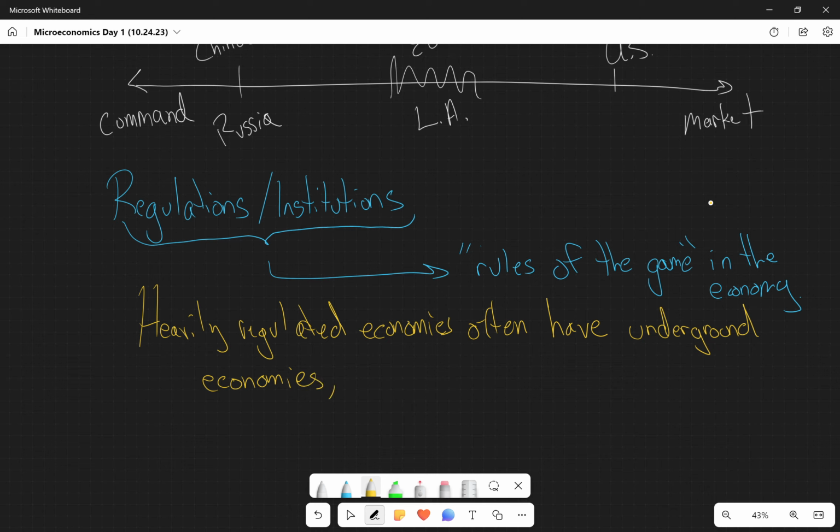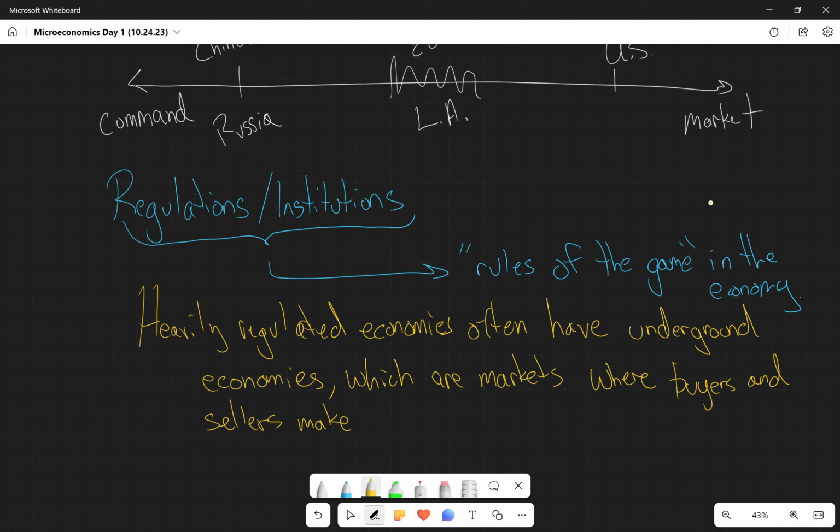And these are markets where economic transactions happen, right? Buyers and sellers make transactions, but they do so without the government's approval or knowledge, and without giving a little bit of their money to Uncle Scam, right? No taxes being paid if they're using the black market.